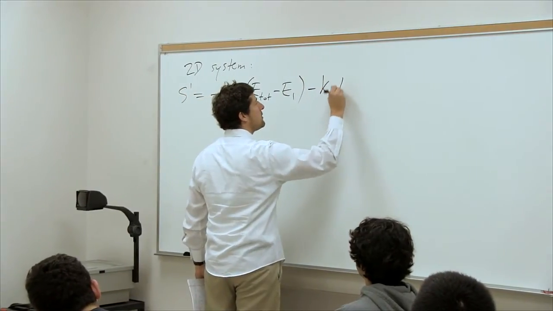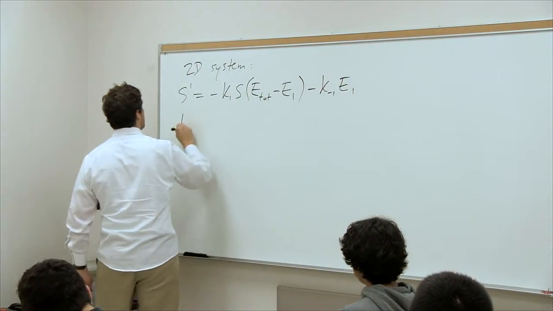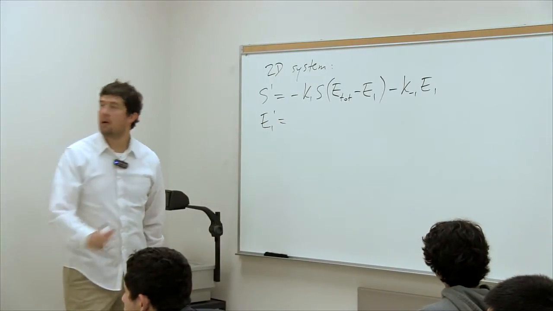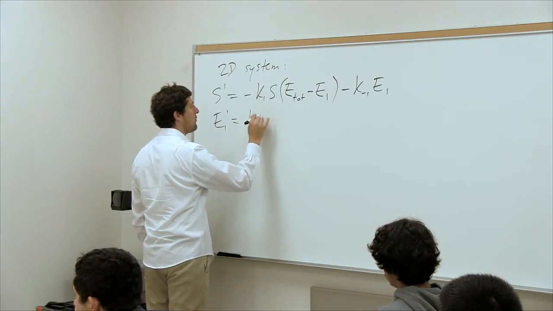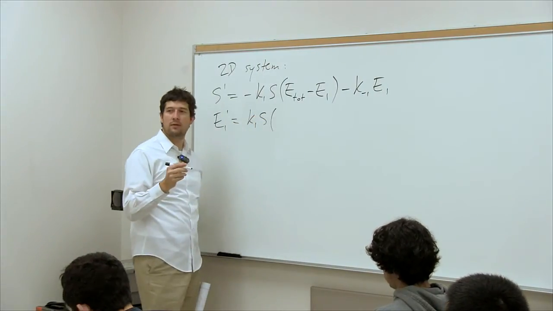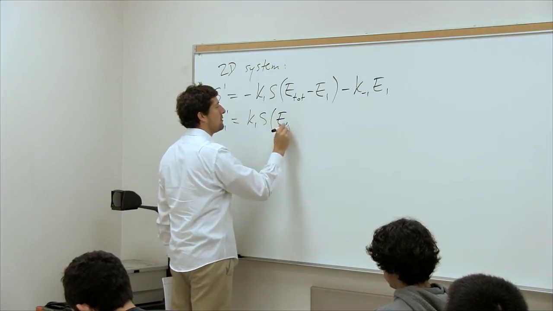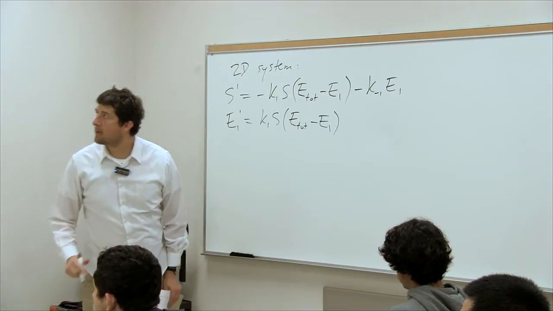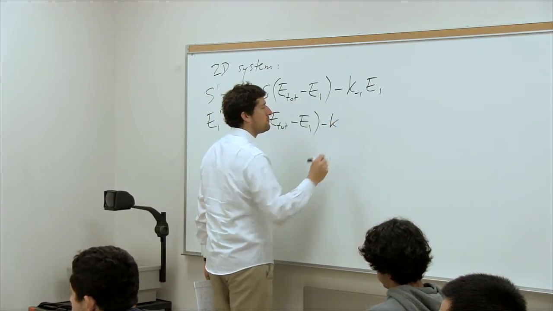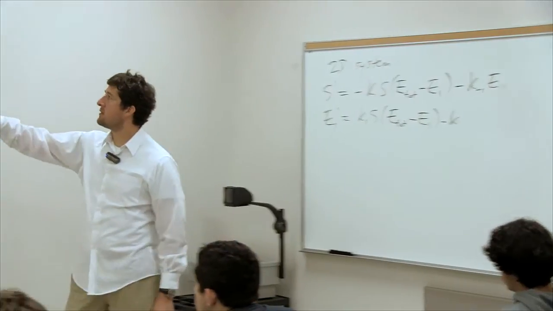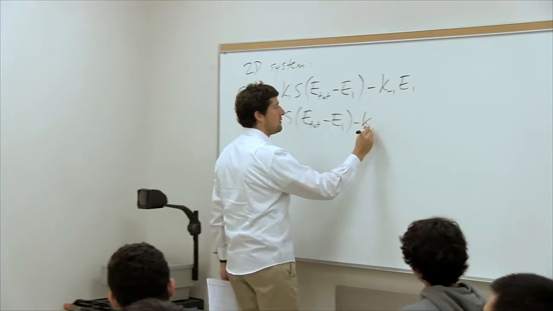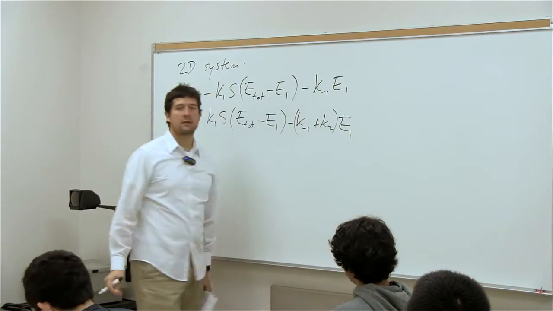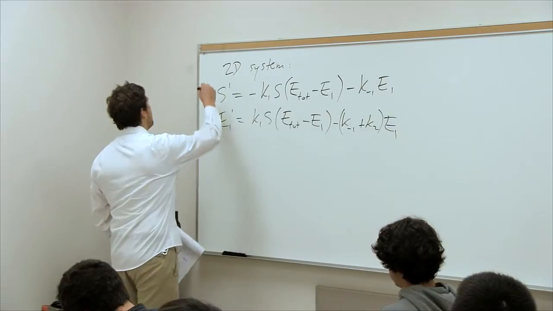Minus K minus 1 E1. And E1 prime is what? K1S times what? Minus. You know what? We can write this down like this. How's that?